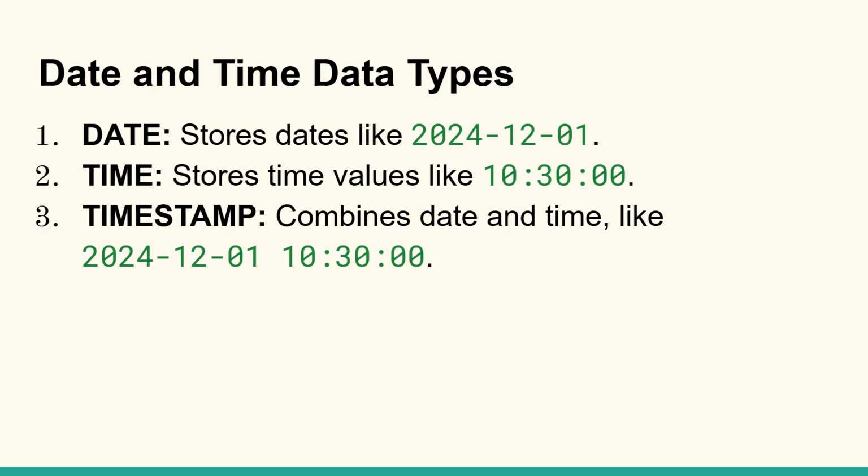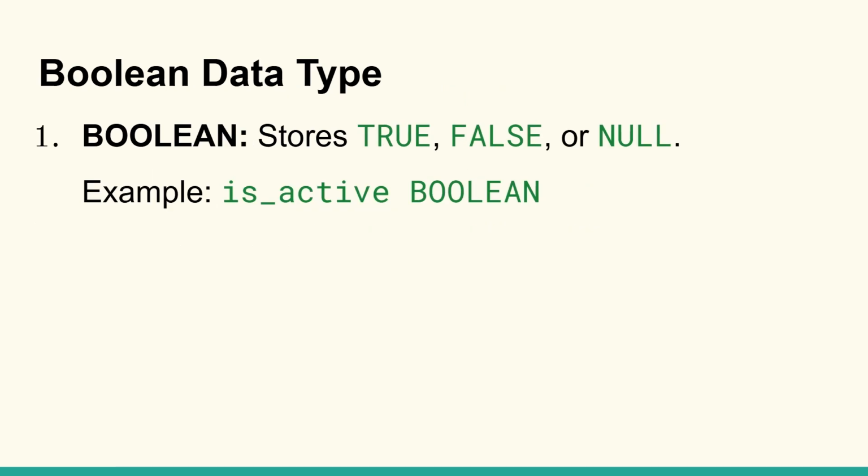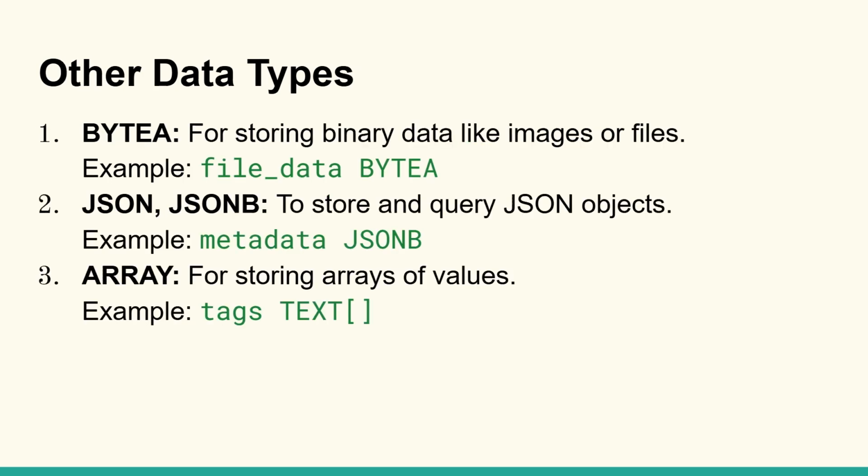On the other hand, time will only store time values and it will be used for time specific data like meeting schedules or operating hours. The timestamp stores both date and time values and it can be used for logging events with precise date and time. Boolean is used to store true-false values, often for flags or status indicators. It will store 3 values, true, false or null, and we can use it for status flags like is active, is verified or is admin.